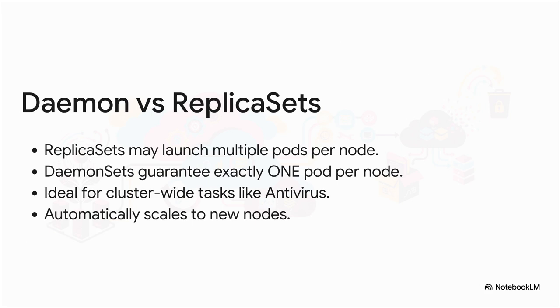Why does this matter? Well, think about cluster-wide safety tasks like an antivirus scanner. You definitely don't need 3 antivirus scanners on one server, and you absolutely cannot afford to have 0. You need exactly 1. Plus, if your cluster scales up and adds a brand new worker node, the daemon set instantly and automatically deploys that antivirus pod to the new node, ensuring there are literally 0 security blind spots.